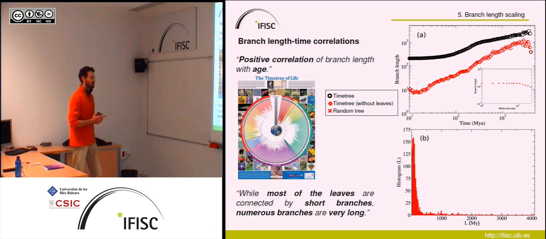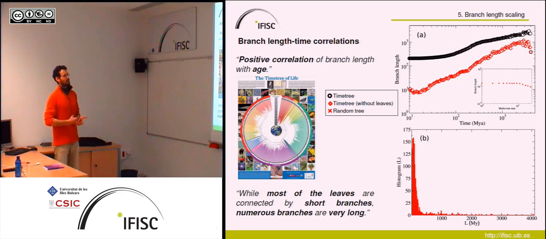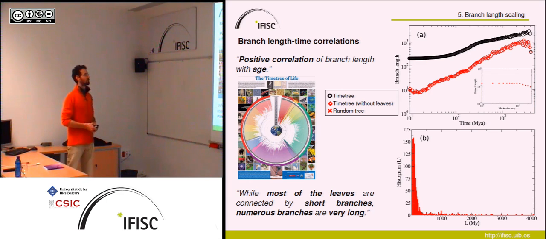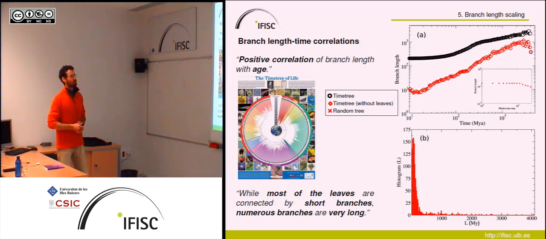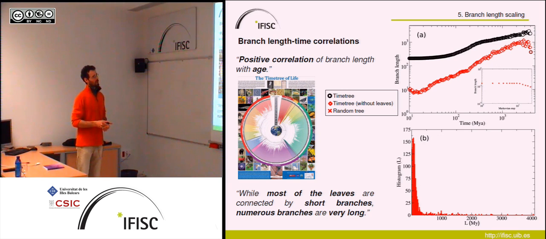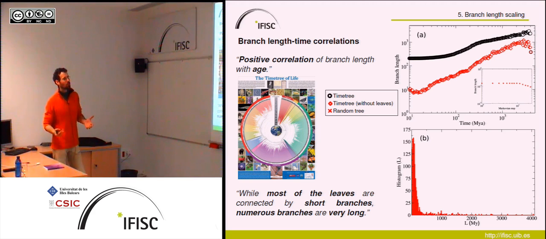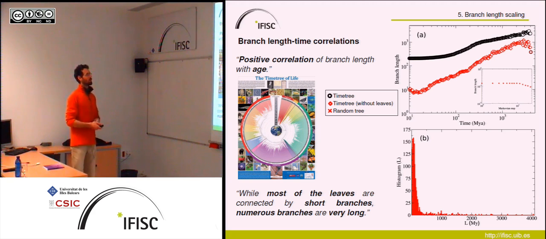In order to characterize how the branch length is distributed all over the depth of the TimeTree, what we plot here was the length of each branch that we found at each time period. And what we observed was a positive correlation of the branch length with the age, which was contrasting with the random model, where there is no correlation with the branch length.